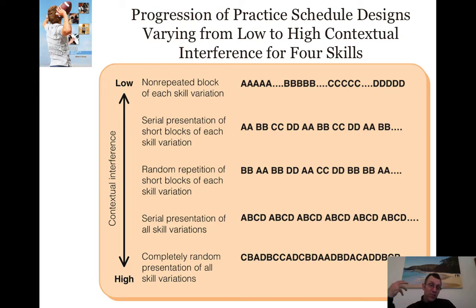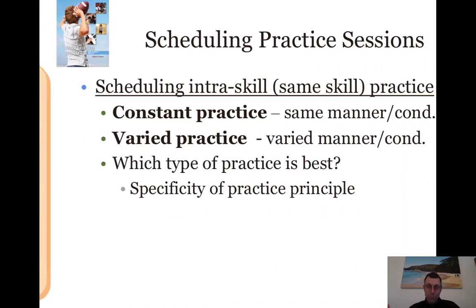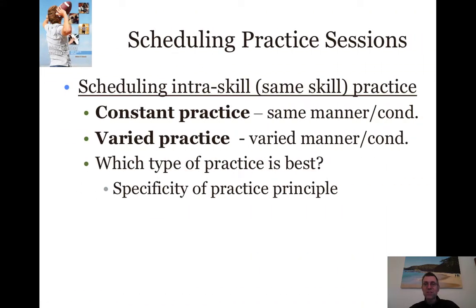And then finally, the greatest contextual interference comes with that bottom example, which is truly random or completely random as it's labeled. You have no idea what's coming next. And so you have to pretty much start from scratch every trial and perform there.